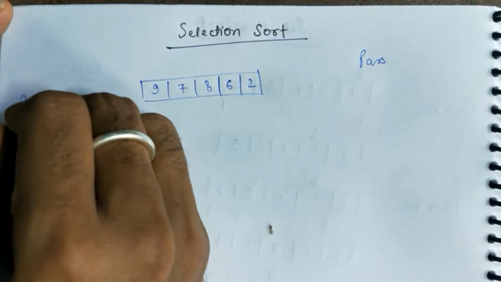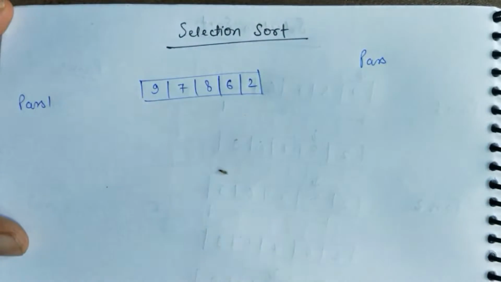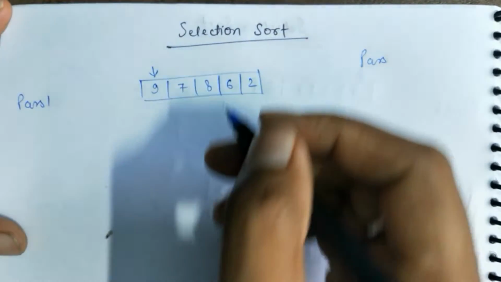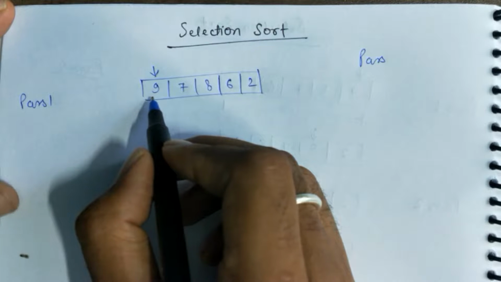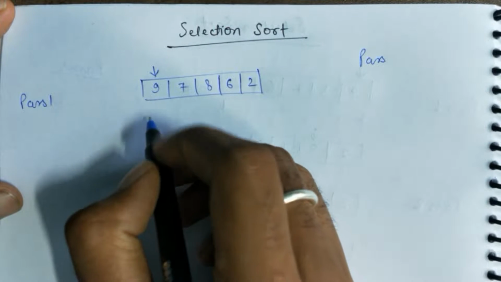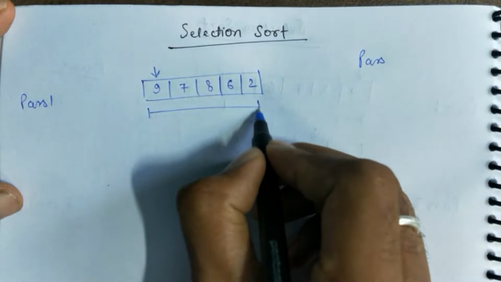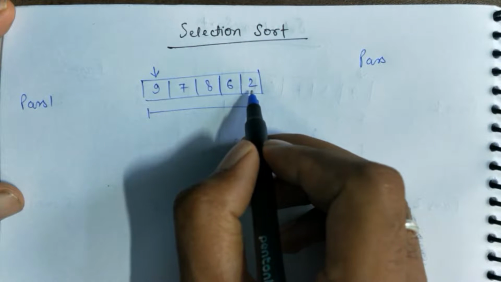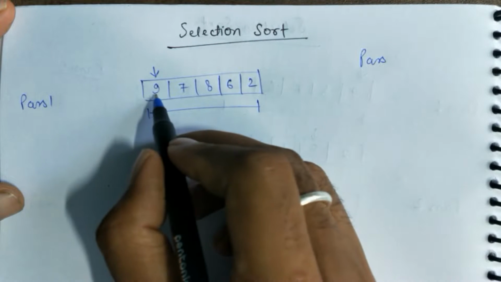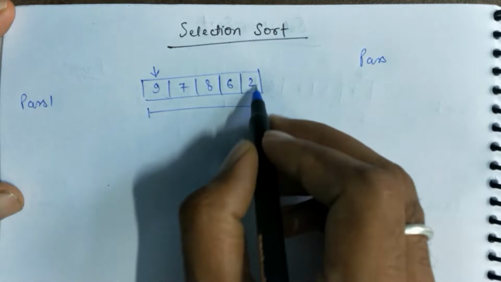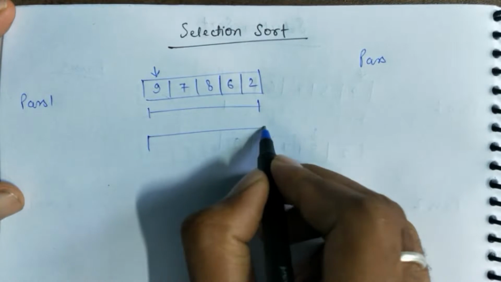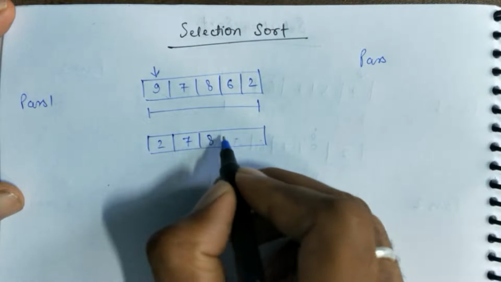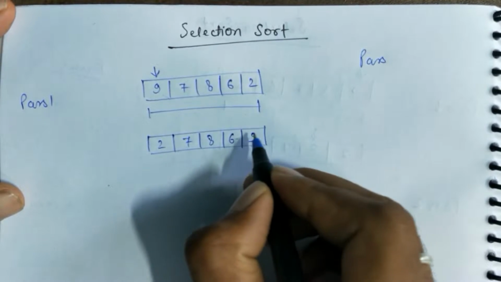So for pass 1 we are going to select the first element, first index of this array. So we will be finding the right element for the first index of the array. For doing so, we will search for the minimum element in whole array. Here in this case 2 is the minimum element, so it will get swapped with this 9. 2 will come here and 9 will go there. So after pass 1 our array will be 2 here, 7, 8, 6 at their original position, and 9 will come here.